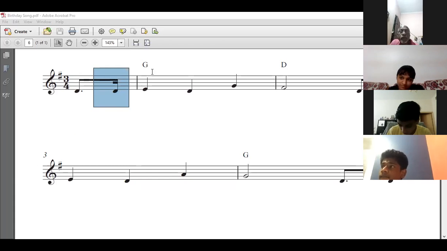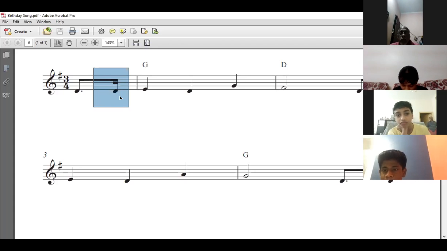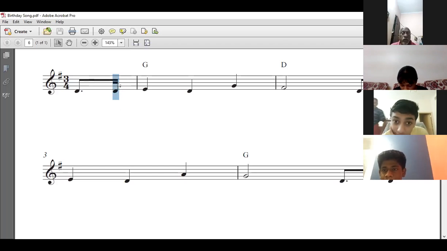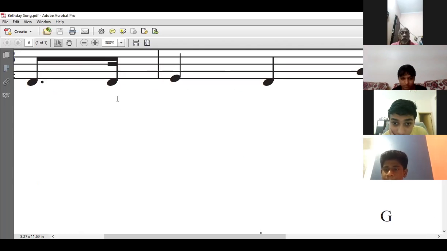Sir, what is that very small line over there? Okay, I'll tell you. You remember one beam is half, right? When there are 2 beams, it is 1 by 4, a quarter. So here we have a quarter beat. This knot is 1 by 4. That is why there are 2 beams. If you zoom in, you can see 2 beams for this knot.